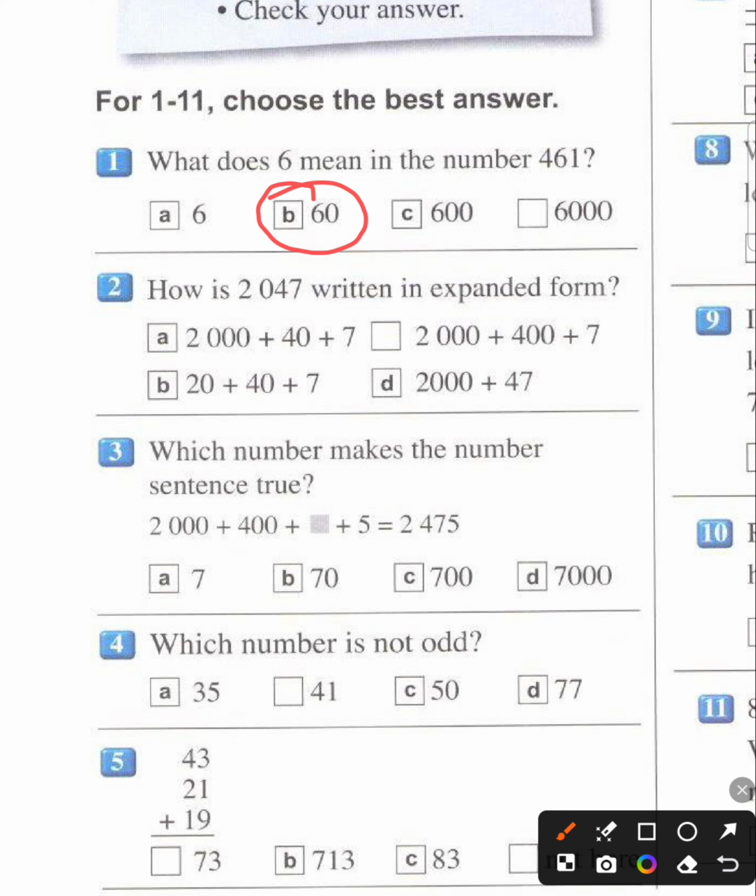Question number 2. How is 2047 written in expanded form? So 2000 plus 40 plus 7. Yes, correct. Question number 3. Which number makes the number sentence true? 2400 plus something plus 5. The result is 2475, and in this place it must be 70. It means the correct answer is B.